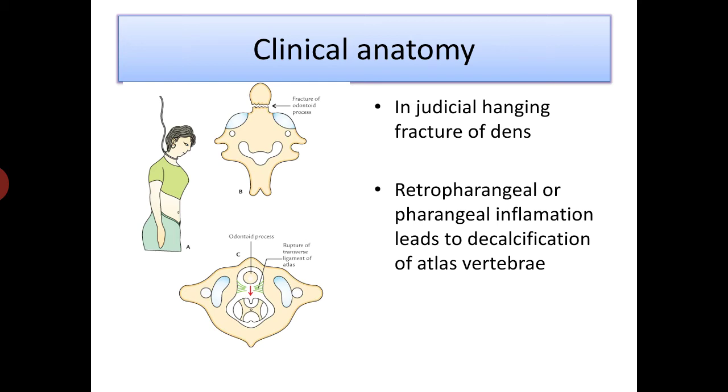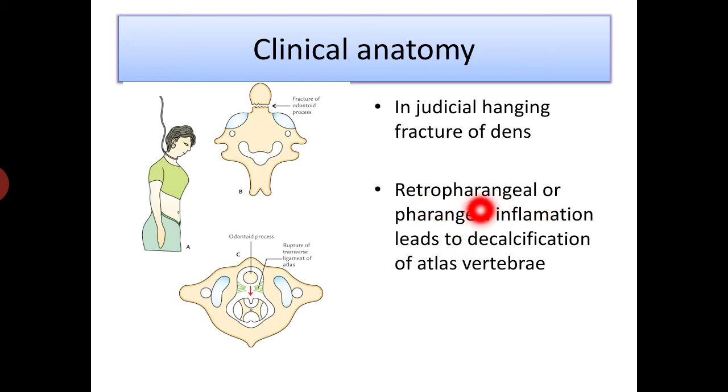Okay, so fracture of the dens is very complicated and very dangerous. It will lead to hitting of the pontine center of respiration and the heart rate, and that will cause sudden death of the patient.